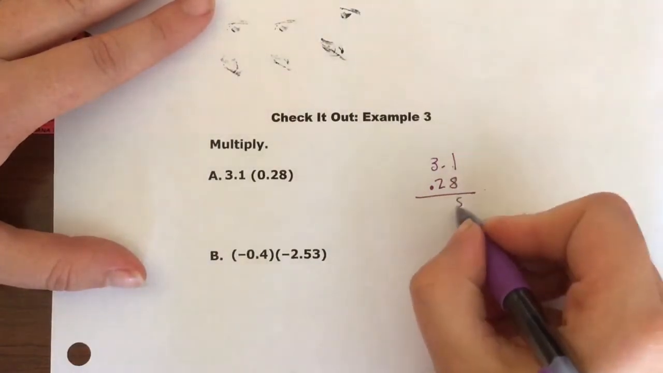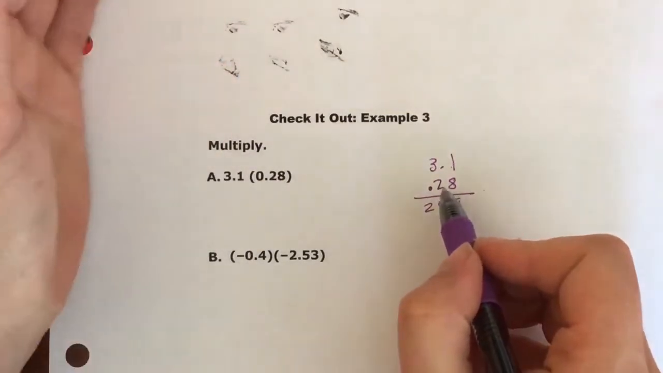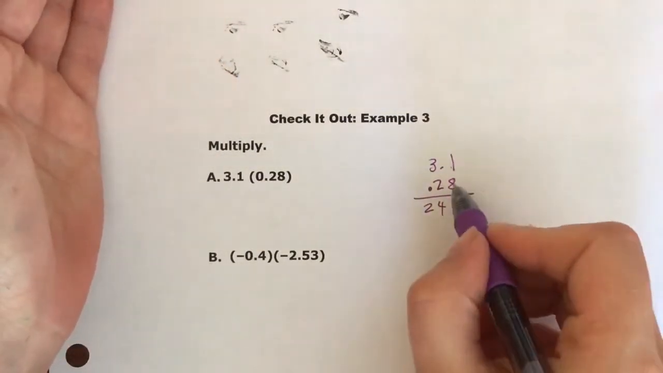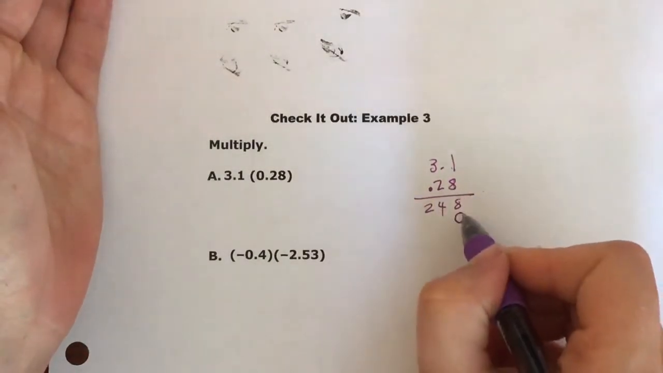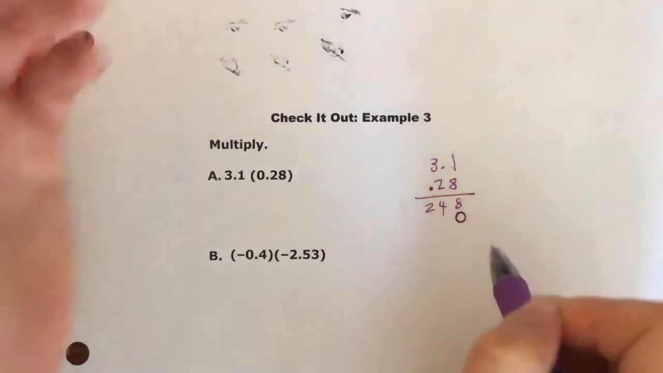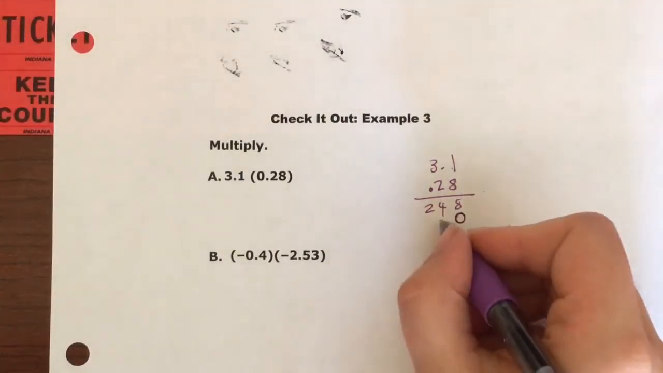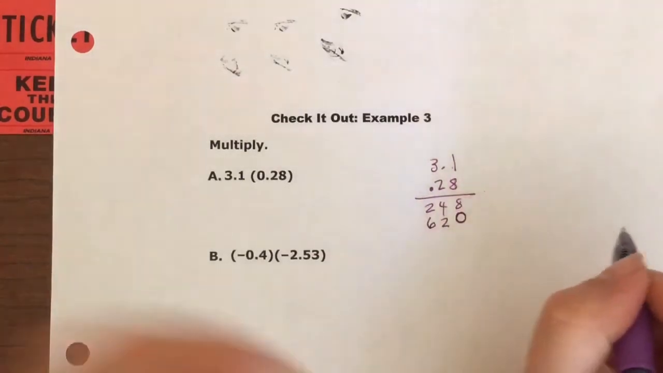8 times 1 is 8. 8 times 3 is 24. We're going to the tens place here, so we need to make sure that we add a 0 here. This was in the 1 spot, and now this is in the 10 spot, so we need to start in the 10 spot here. So this is just a placeholder. You put the 0 right there first, and then you go for it. So 2 times 1 is 2, and then 2 times 3 is 6.